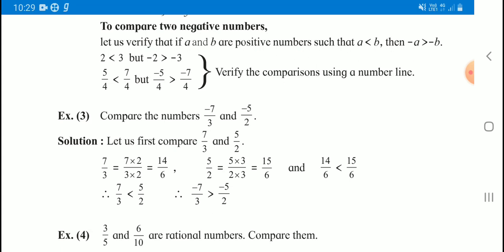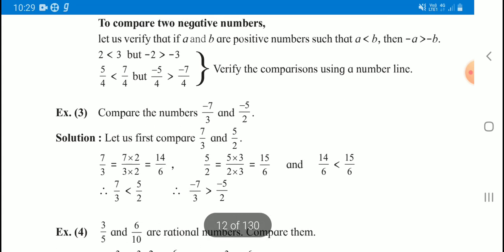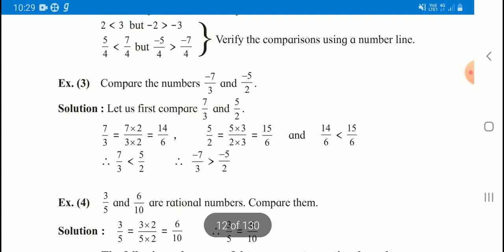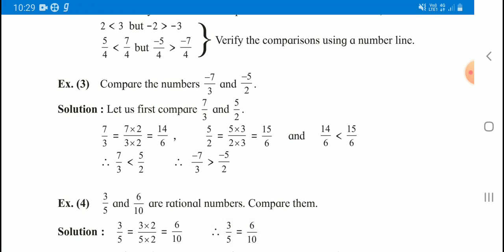Now, we will see the rational numbers 5 upon 4 and 7 upon 4, as well as negative 5 upon 4 and negative 7 upon 4. Here, you will see that the denominator of 5 upon 4 and 7 upon 4 is equal, that is 4. So we will compare the numerators. Here 7 is greater than 5. So the rational number 5 upon 4 is less than 7 upon 4, or you can say that 7 upon 4 is greater than 5 upon 4.